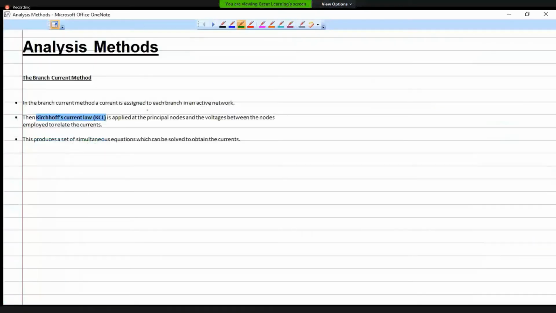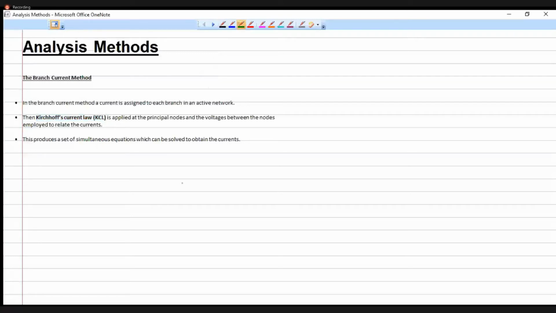So in this chapter, we will be seeing some basic analysis methods. Some of the analysis methods are the branch current method, then we have the mesh current method, then we have a method called the matrix method, then we have the node voltage analysis methods. These are how we can approach a network problem and how we can solve it.